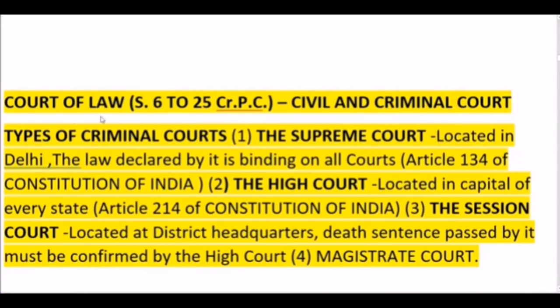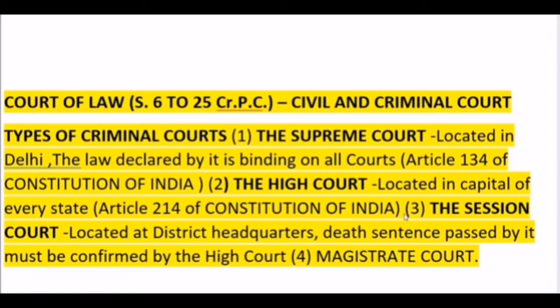Now the courts of law, civil or criminal courts are there. First, types of criminal courts. First is the Supreme Court located in Delhi. The law declared by it is binding on all courts, Section 134 of Constitution of India. Then the High Courts located in the capital of every state, Article 214 of Constitution of India.